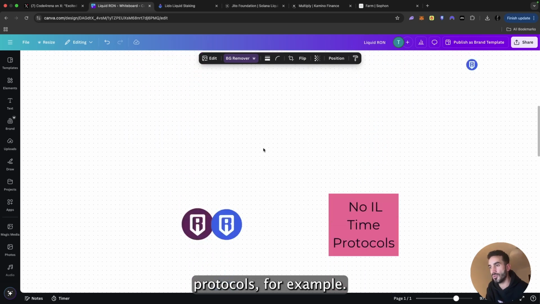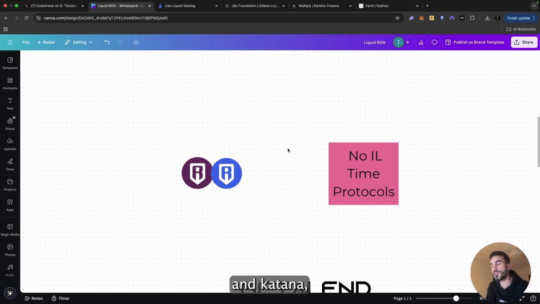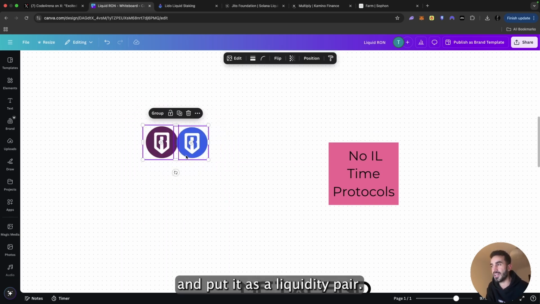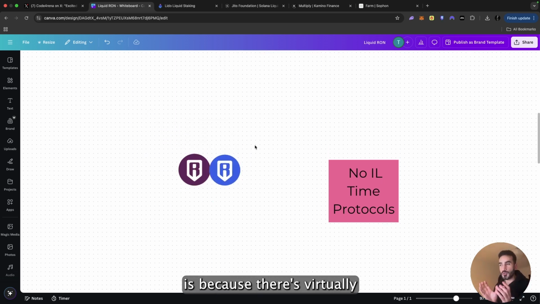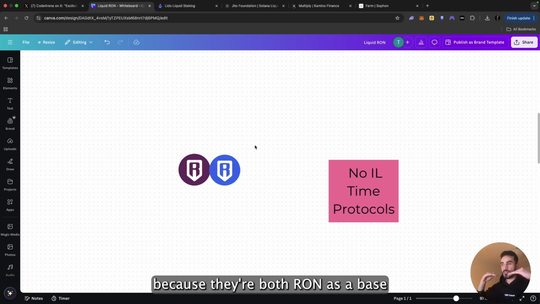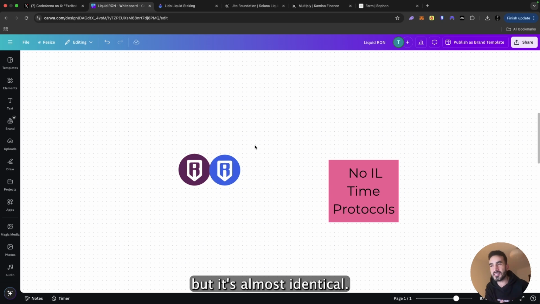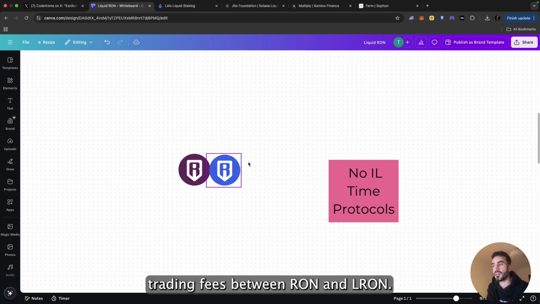For example, the first thing is new LP pools. So you go on Katana, you can actually have your LRON and RON and put it as a liquidity pair. Why this is cool is because there's virtually no impermanent loss in this pair because they're both RON as a base and the price of the RON flows almost identical, minus the little bit of staking rewards, so there's virtually no impermanent loss. So there's a good way that you can gather trading fees between RON and LRON.